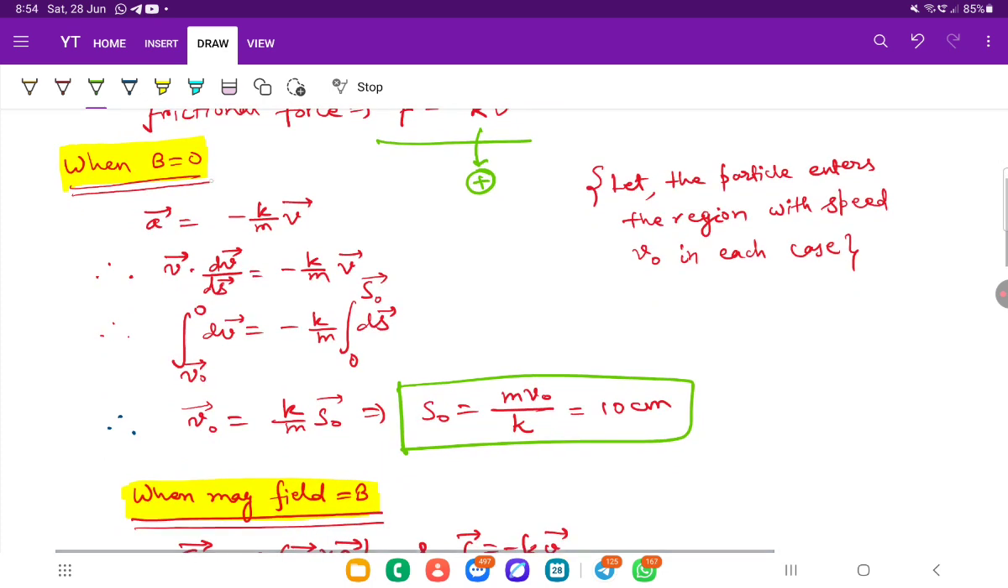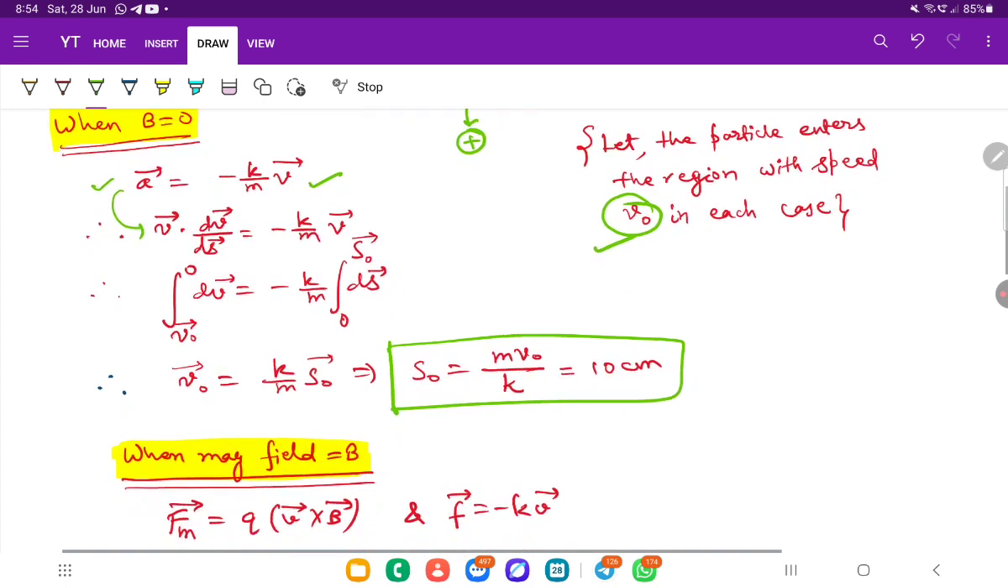First, let's calculate when the magnetic field is 0, I mean no magnetic field. That will be a very simple case because there will be only one force, the frictional drag. In each case I have assumed the particle is entering the region with a speed of v0. Acceleration in this case will be minus k by m times v. If you divide force by mass, you get the acceleration, and acceleration you can write as v dv/ds.